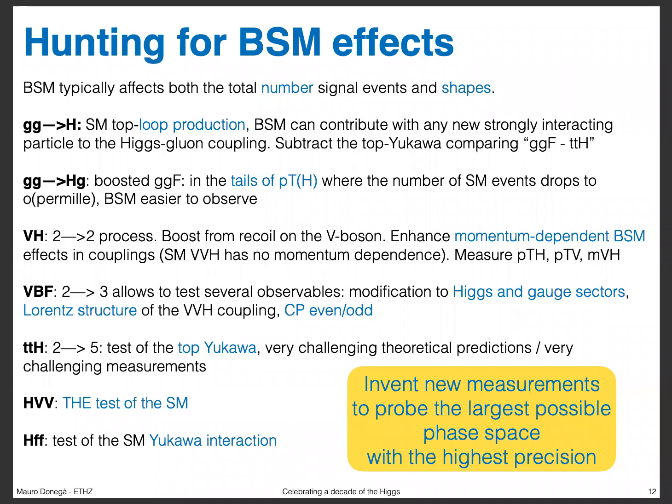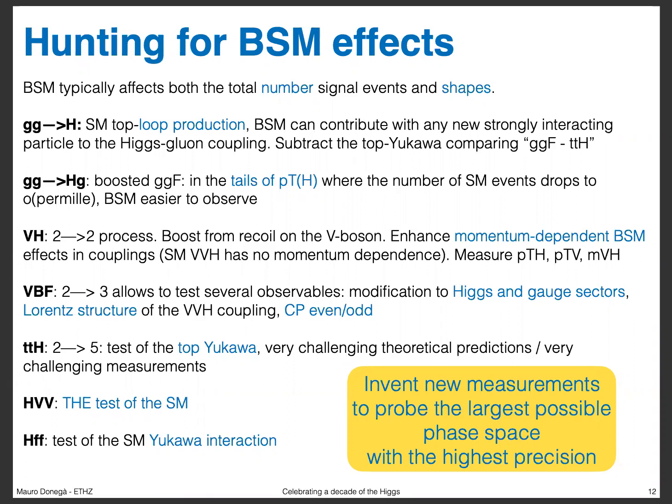Places where you can look for BSM are, for instance, in gluon fusion production of the Higgs. That is a top loop in the standard model production. And so here in the loop, you can have all sorts of new strongly interacting particles contributing to it. Or you can look at very boosted gluon fusion on the tail of the PT of the Higgs, where the standard model at this point conceptually becomes your background. And so the standard model Higgs PT dies out, and if you have a deviation, that could be a signal for BSM.